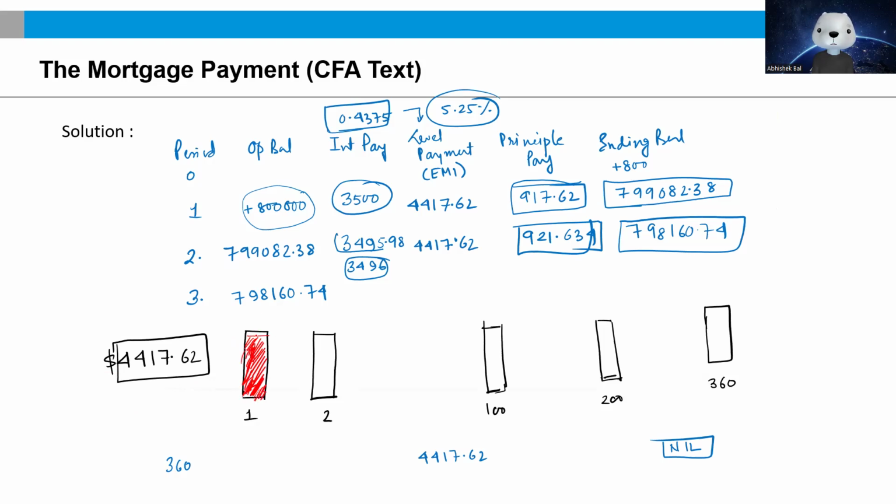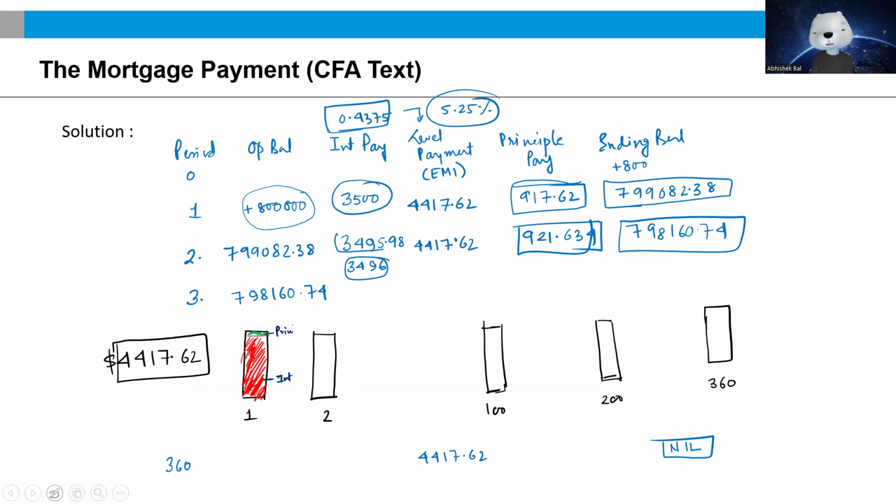Okay, and the one that's left unscathed, let's paint them in green. This is my principal payment. So what happens is that this is my interest payment. This portion is my interest payment for the first year, and this portion is my principal payment.